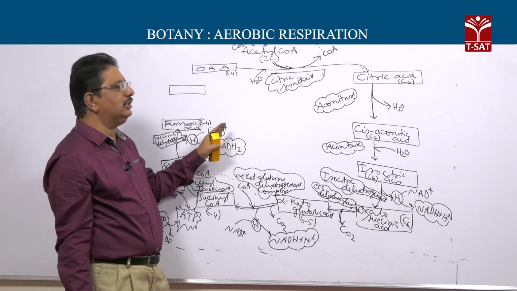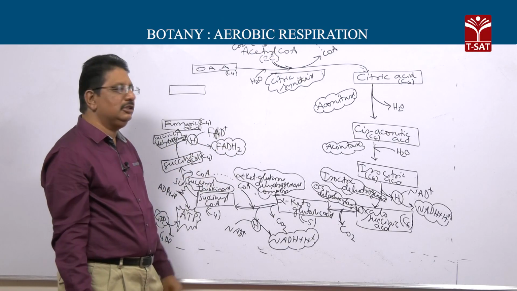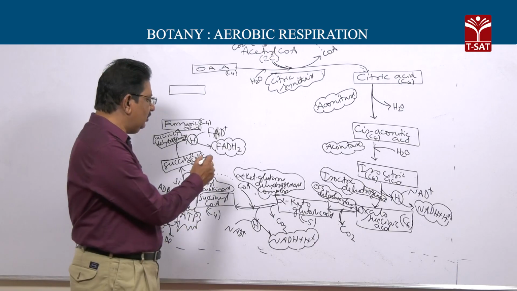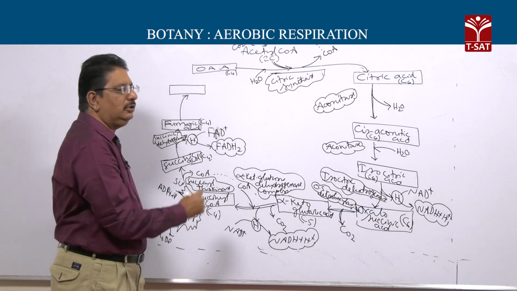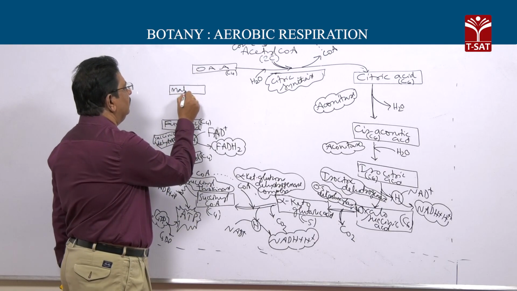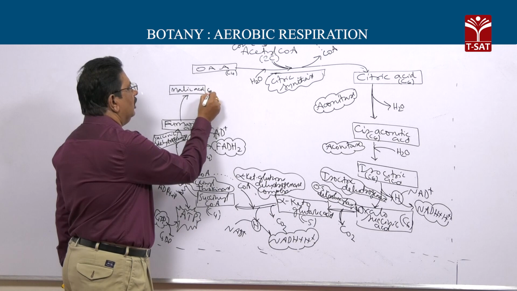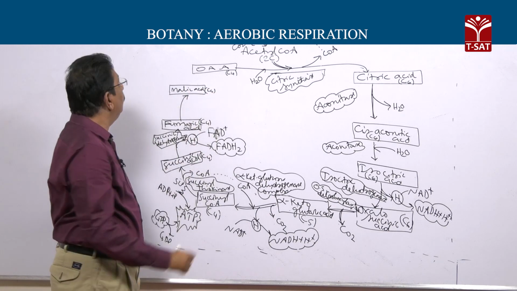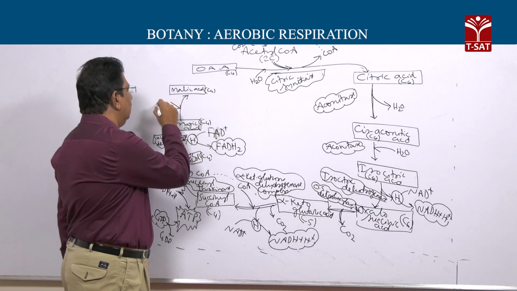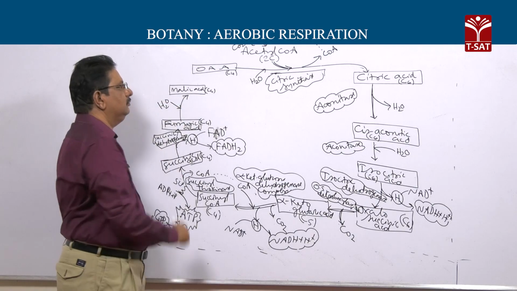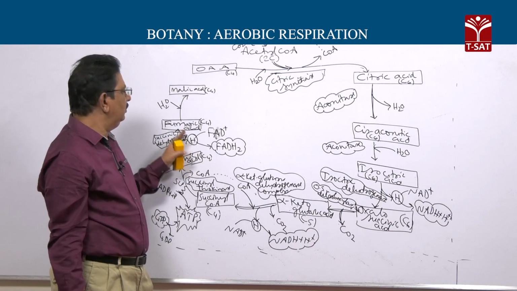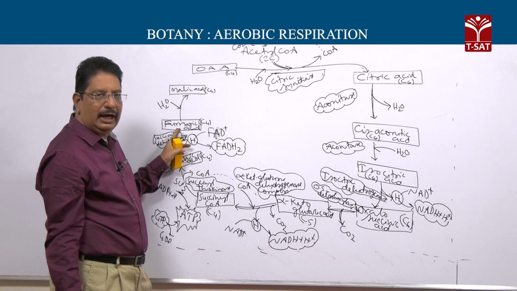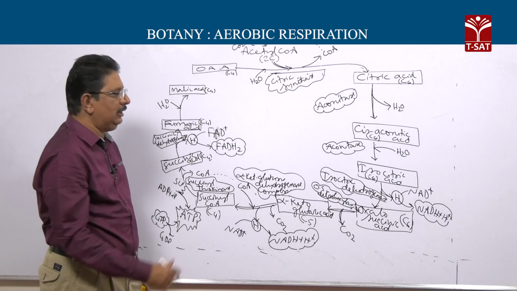The third oxidation step in the Krebs cycle is catalyzed by succinic dehydrogenase, and fumaric acid converts into malic acid, which is also a C4 compound, where water is added. So there is an addition of water, another molecule, to fumaric acid to convert it into malic acid.